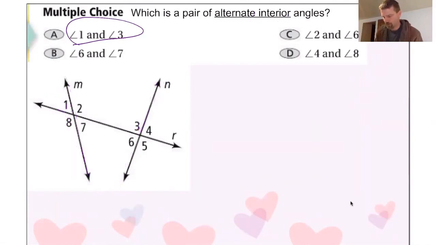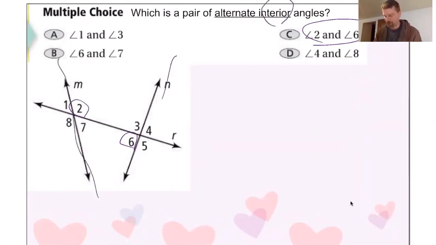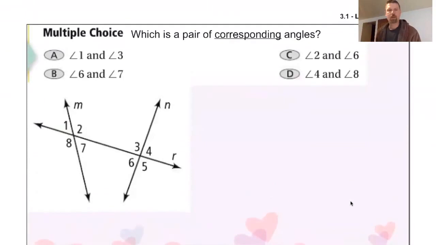Let's look at some other ones. What about 2 and 6? Here's 2, here's 6. They are on the inside of the lines, right? Here's one line, here's the other line. Those are both on the inside. Are they on alternate sides of the transversal? One on the top, one on the bottom? Definitely they are. The answer to this one, C.